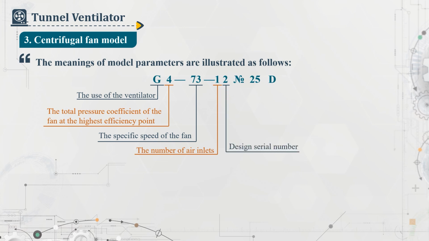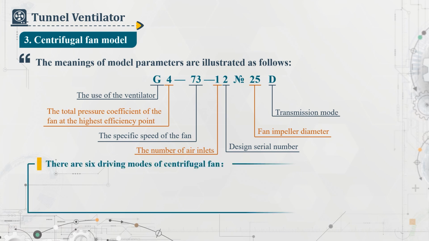2 is the design series number, indicating the second design. 2.5 represents fan impeller diameter. D means transmission mode. There are 6 driving modes of centrifugal fan.